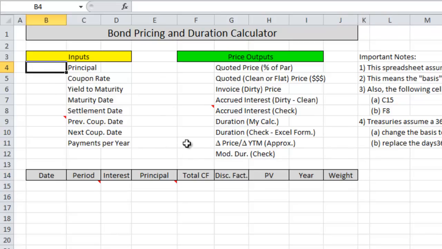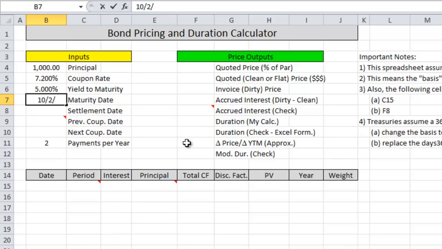So anytime you're going to have a bond, you're going to have certain inputs that are required. You need to know the principal, the coupon rate, the yield to maturity, the maturity date, and then we're going to need to know the settlement date, the previous coupon date, the next coupon date, and the payments per year. Most bonds have a principal payment or a par value of $1,000. We're just going to put in a coupon rate for us to work with as we're creating the pricing calculator. So I'm going to put in a 7.2% coupon rate, 5% yield to maturity, and we're going to assume that the bond makes semi-annual coupon payments.